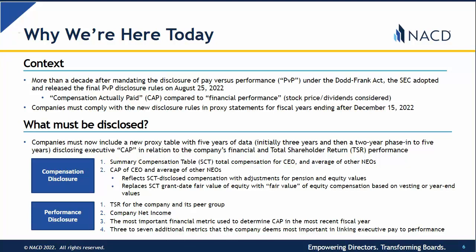And as a concession or maybe another layer of complexity, they also now want companies to select the most important financial measure that they use to determine compensation actually paid. And one other thing they added on, which was an additional table for other measures that might drive compensation. So let's dig down a little bit further.